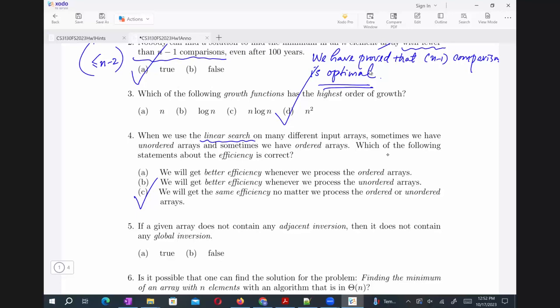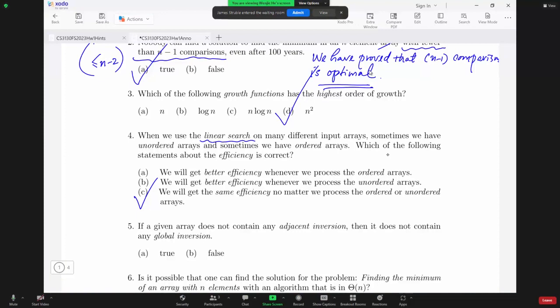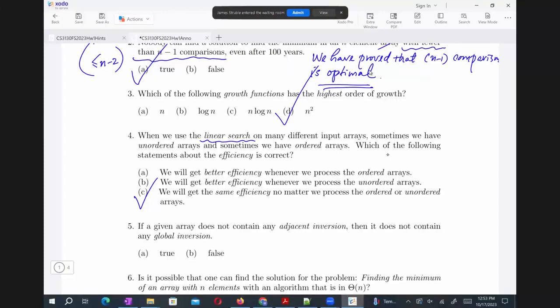Only if you apply binary search can you do faster. But if you apply the linear search, you cannot do faster, in the sense of average case efficiency, best case efficiency, worst case efficiency. Here, in this situation, based on the context, we like to use the average case efficiency.